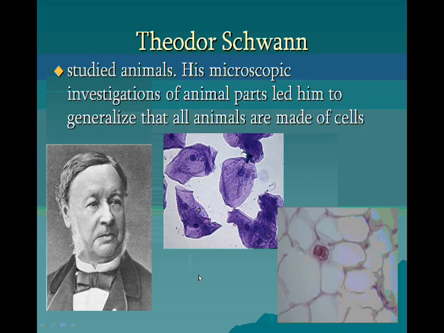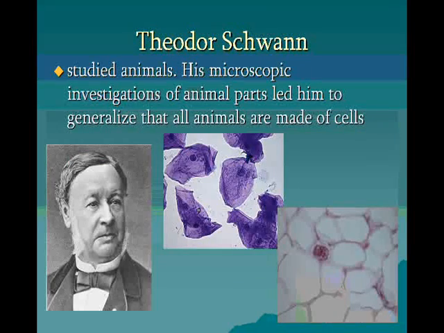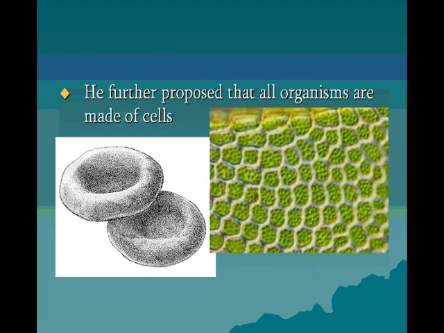But because he could determine that all animals were made of cells, he also looked back on Schleiden's work, combined his work with Schleiden, and said that all organisms are made of cells. So we know that all plants are made of cells and all animals are made of cells, so he proposed that all organisms were made of cells.